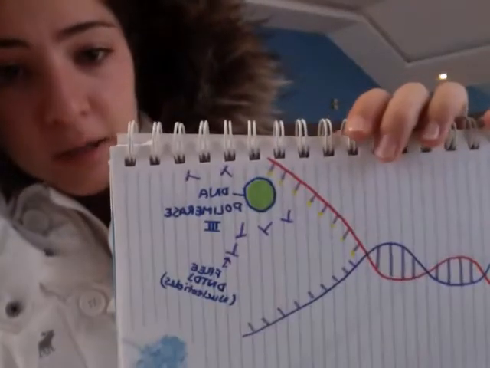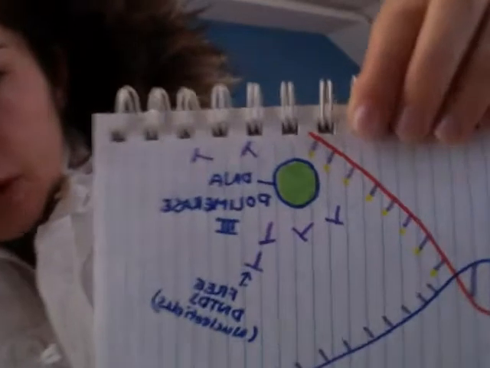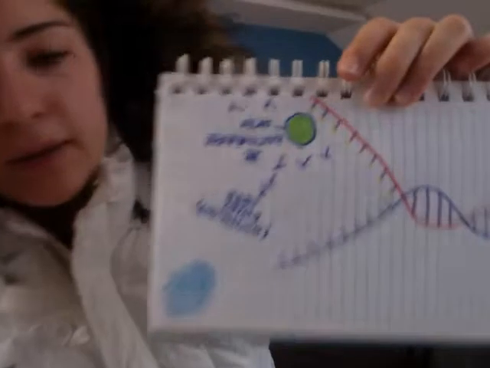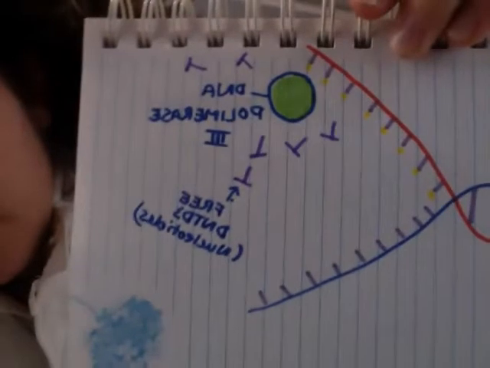Then the DNA polymerase 3 comes in with the free DNTPs. If you don't know what free DNTP is, it is a nucleotide with 3, not 1, not 2, but 3 phosphates. Yes. Cool. So, the DNA polymerase 3 takes away the primase and it leaves behind the DNTPs, the free DNTPs, the nucleotides, yes.